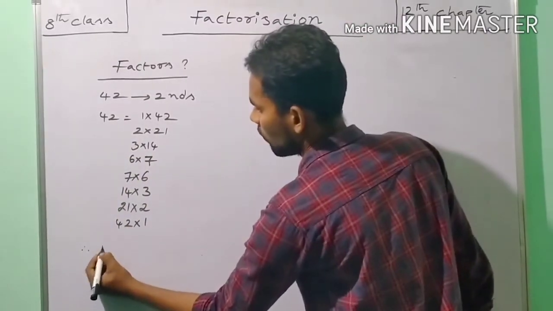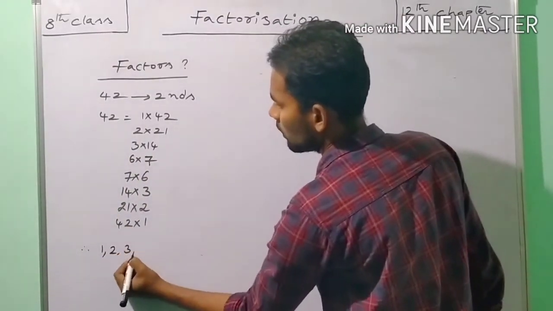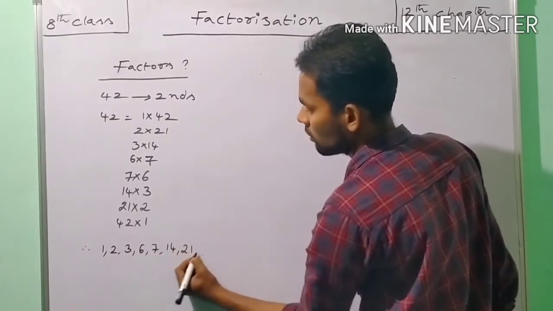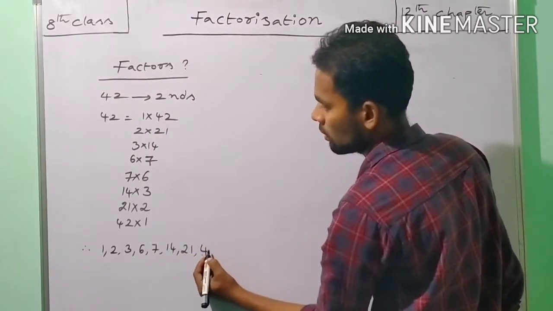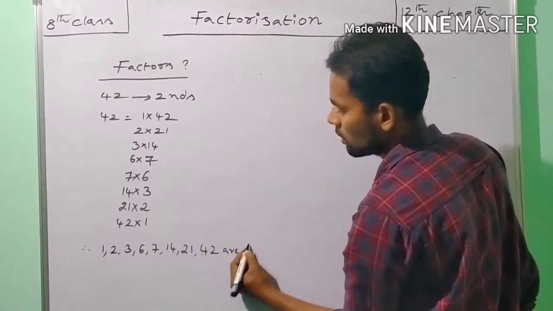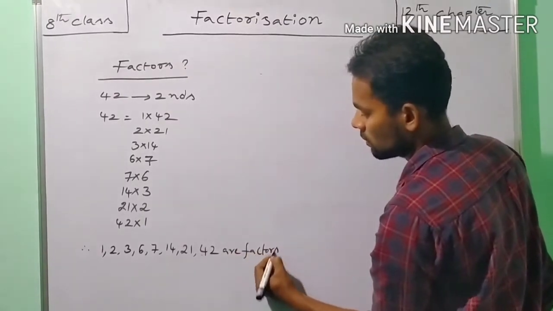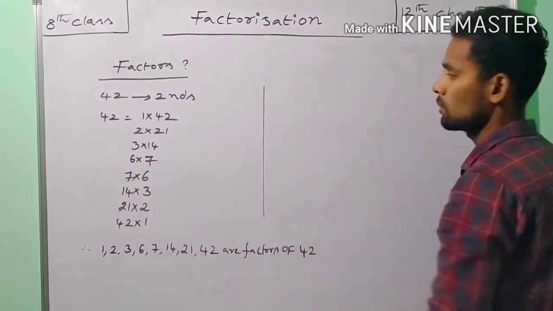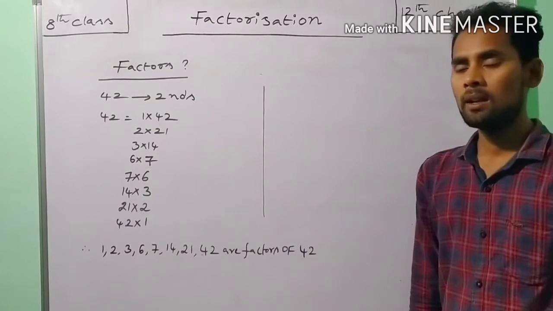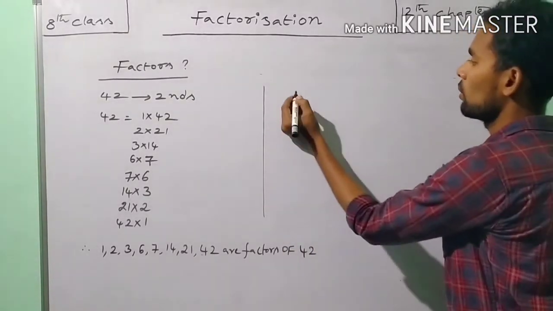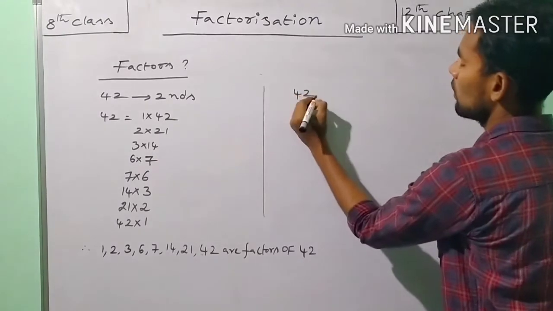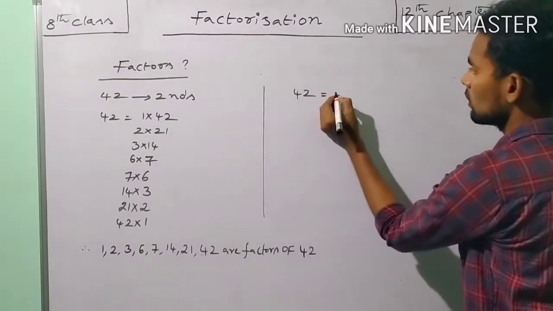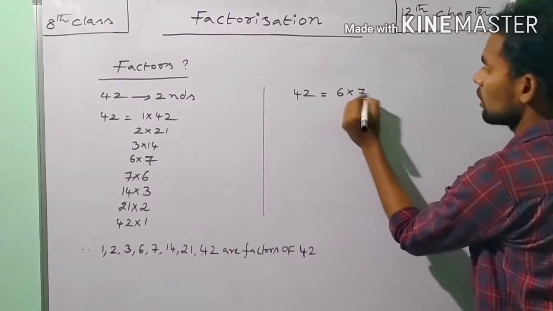Therefore, 1, 2, 3, 6, 7, 14, 21, 42 are factors of 42. So, can you write this 42 as a product of prime numbers? 42 equals 6 times 7.